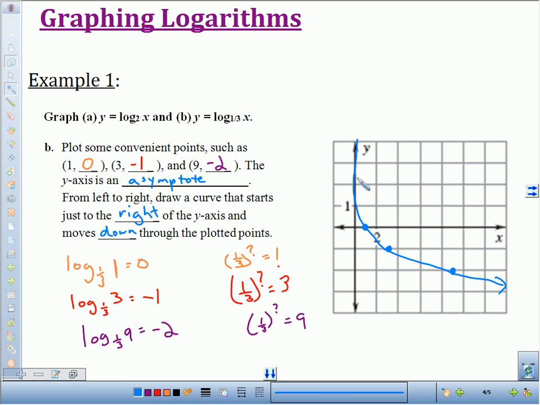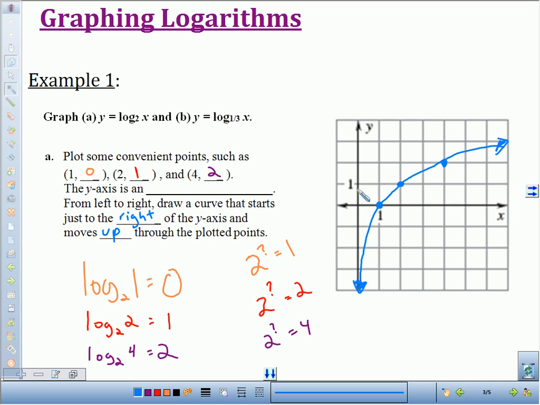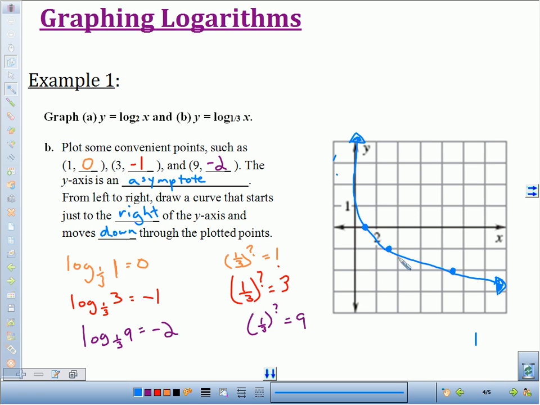We're moving down through the plotted points. Gives us this graph. Now you'll notice we're moving downwards this time. In example A, we are moving upwards. The only difference between example A and example B is that the base is different.